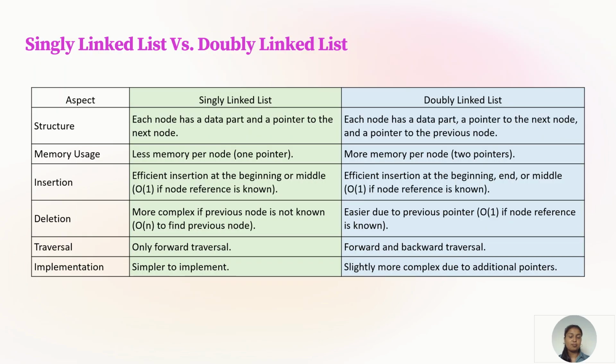So what is the difference between a singly linked list and a doubly linked list? When we look at the structure, in a singly linked list each node has a data part and a pointer to the next node, and in a doubly linked list each node has a data part, a pointer to the next node, and a pointer to the previous node. On memory usage, a singly linked list allocates less memory per node, and a doubly linked list allocates more memory per node. On implementation, a singly linked list is simpler to implement, and a doubly linked list is slightly more complex due to the additional pointers.